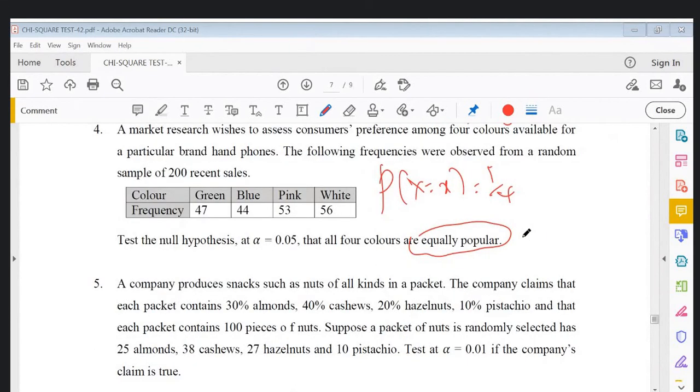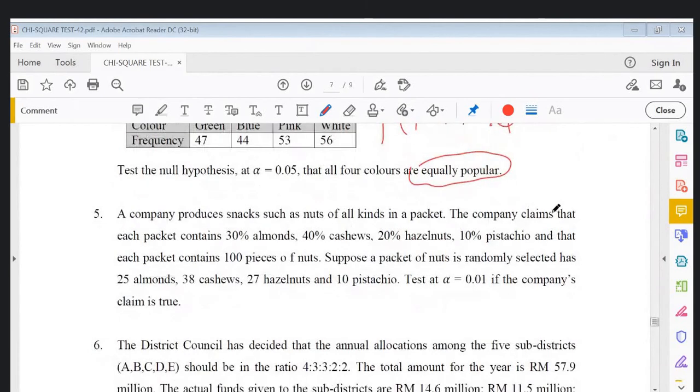Okay, the number 5. What is the value P? Okay, we have here almond, cashew, hazelnut, and pieces. For this one, the probability is not the same. The probability depends on the question.